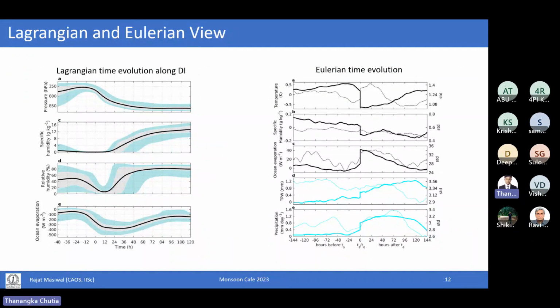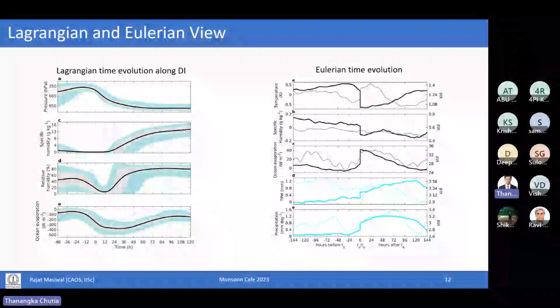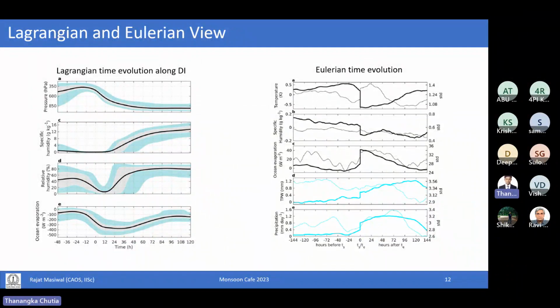So starting from here, they have defined their dry intrusion events in such a way that within 48 hours it has to glide from the upper troposphere and move at least 400 hectopascal down. So we can see from day 0, there is this coming down of pressure, from let's say 350 hectopascal, and in around 48 hours they come to around 850 hectopascal. And along with that, we start seeing that the specific humidity of these parcels starts increasing. This is because this dry parcel mixes with the moist parcels from the lower troposphere, as well as it picks up a lot of moisture from the central Indian Ocean in the form of evaporation from the ocean.